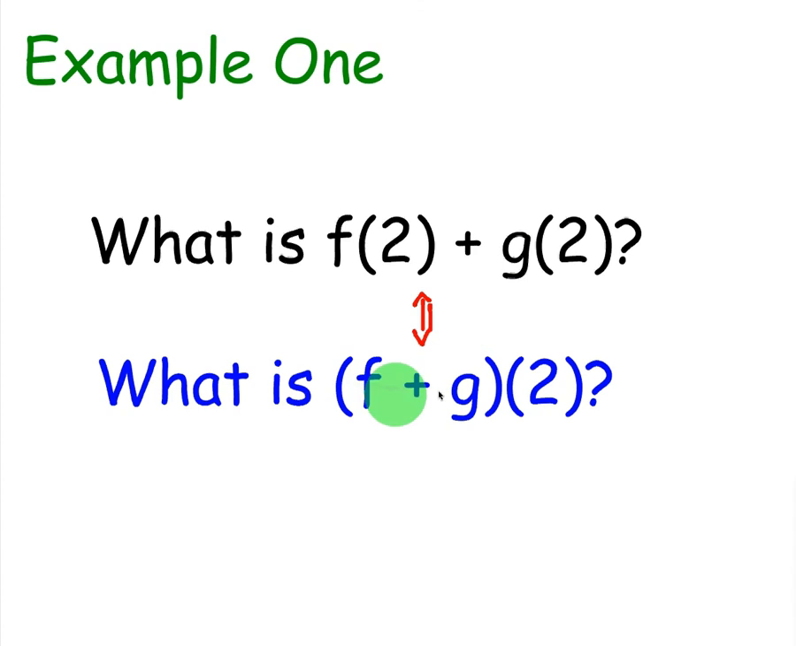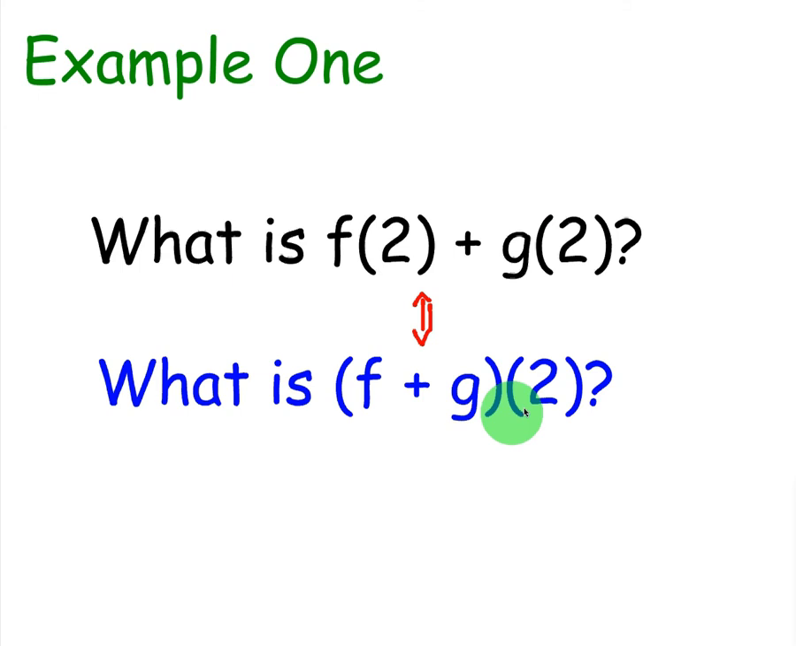Now you need to write this down. There's another way of notating this. Sometimes you'll see f plus g in parentheses and then a parenthesis of 2. These mean exactly the same thing. This is more straightforward, right? F of 2 plus g of 2. This is more concise. F plus g of 2, but it means f of 2 plus g of 2. It's just written in a weird way.